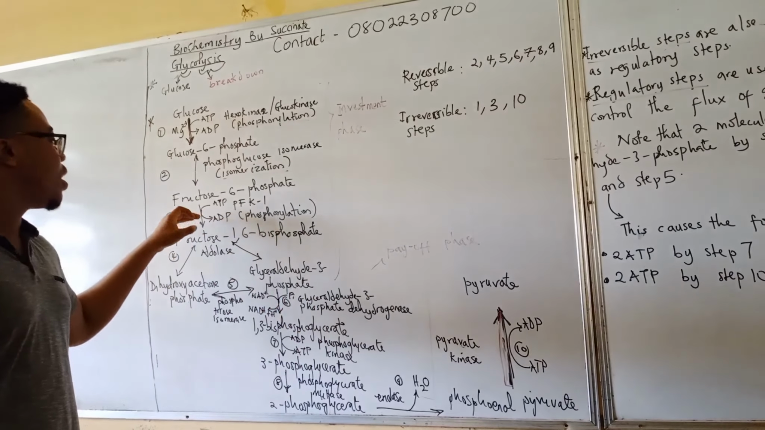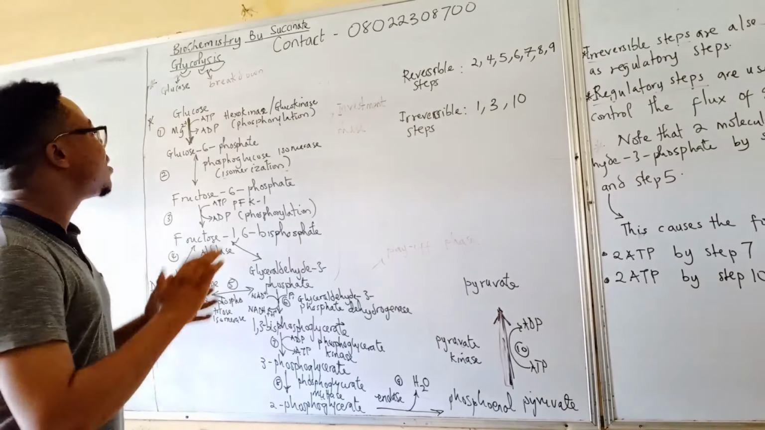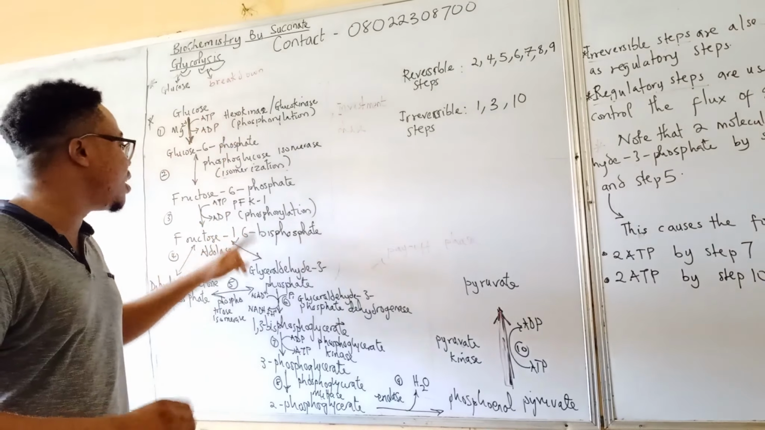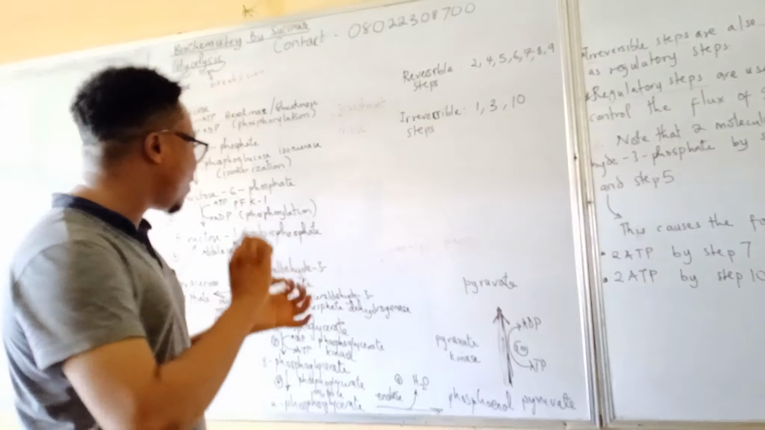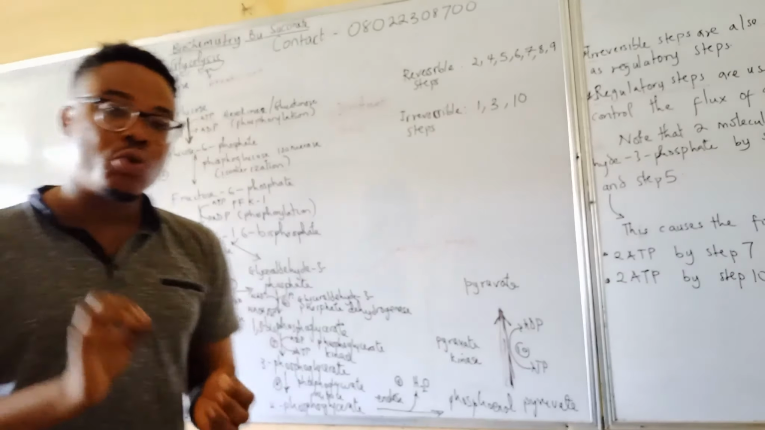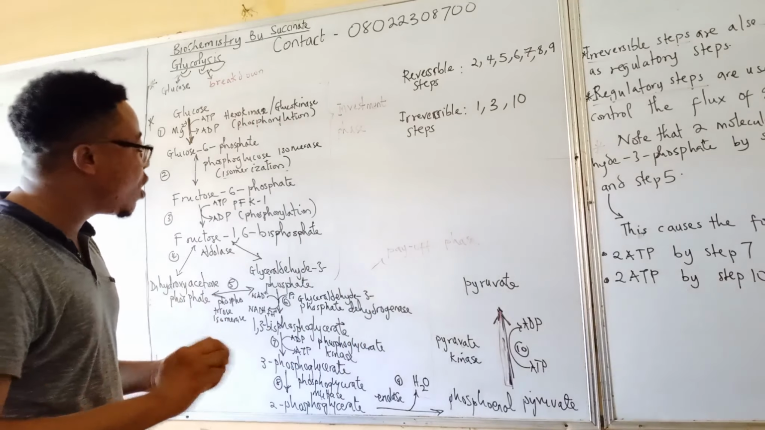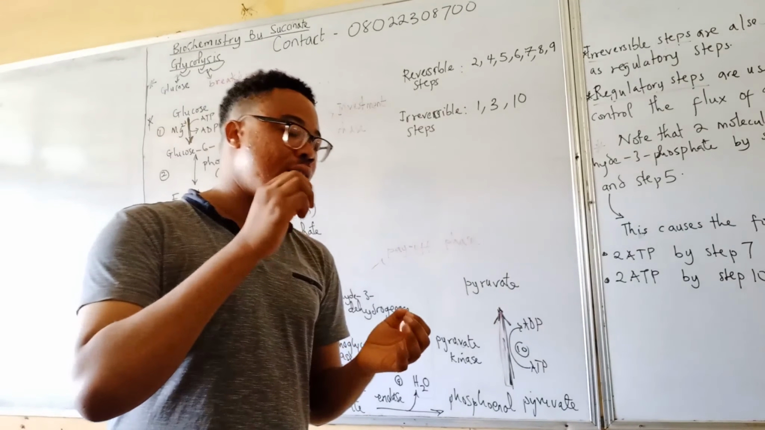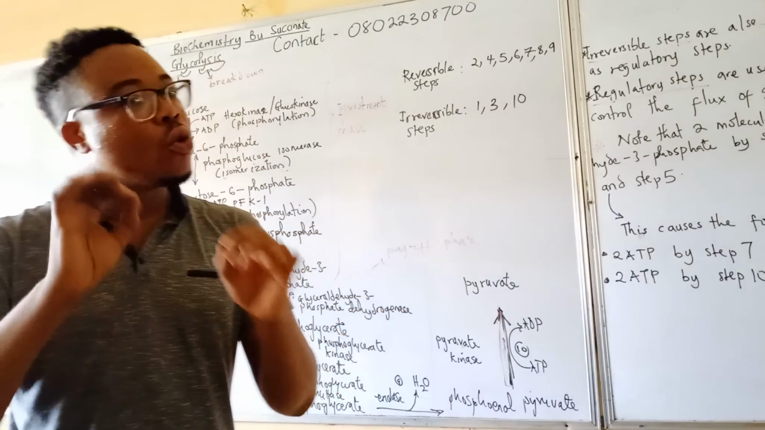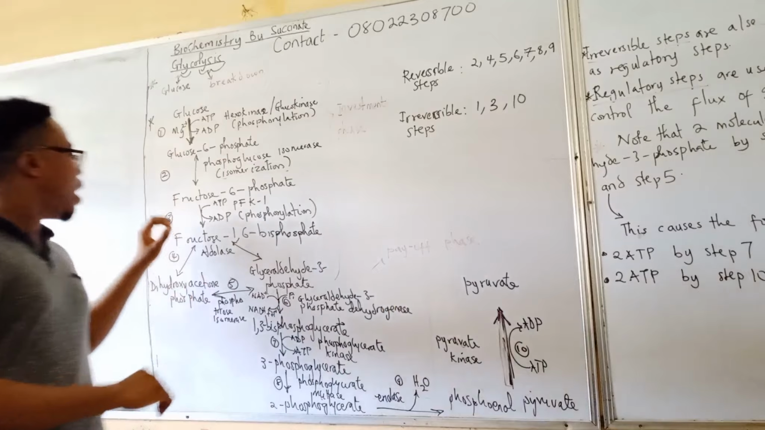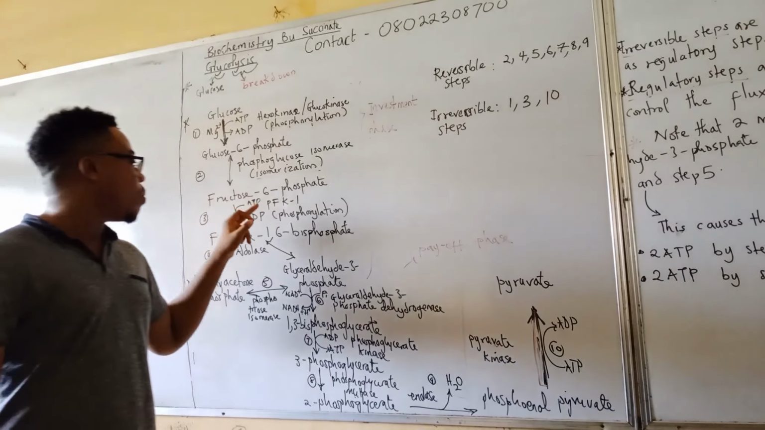Then the next step involves another activation step or phosphorylation step. Please take note, step 1 and step 3 are phosphorylation steps. But this specific type of phosphorylation is called substrate level phosphorylation, because phosphate is transferred from one substrate to another substrate, hence the name substrate level phosphorylation. Then the enzyme that catalyzes this step is called PFK1.